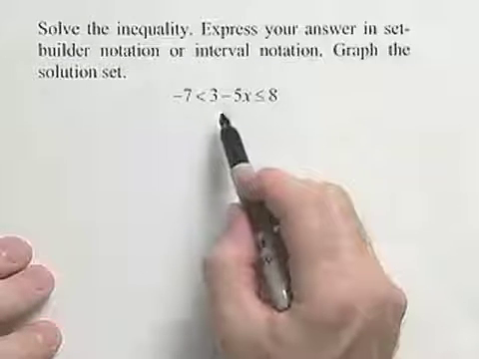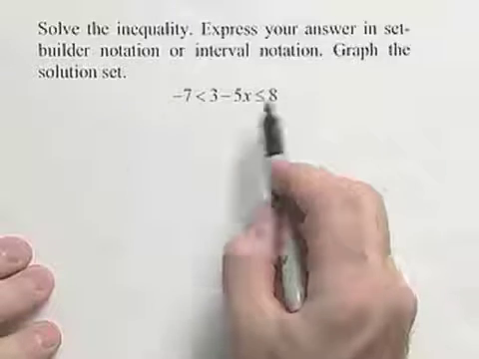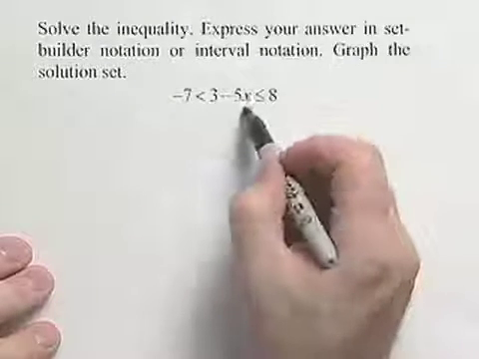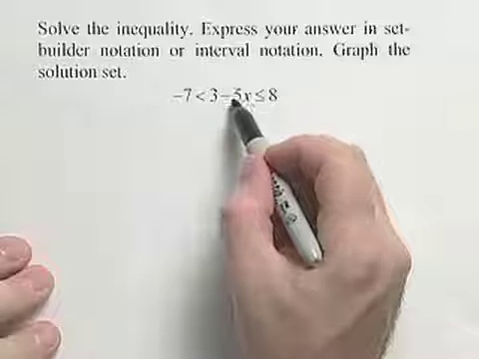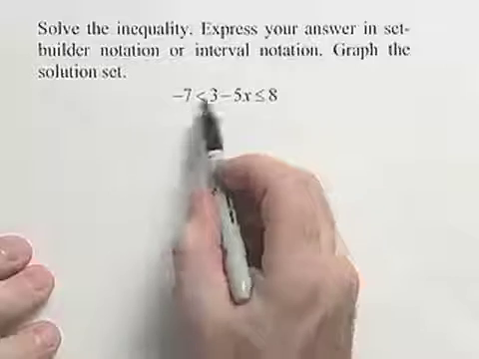We don't have to do a lot that's really different for this. We just have to remember that what we do to one part, we do to all the parts so that we're consistent. We still want to isolate this x, and we want to keep that in the middle. So the first thing we're going to do is subtract 3 from both sides, or I'm sorry, all three parts.